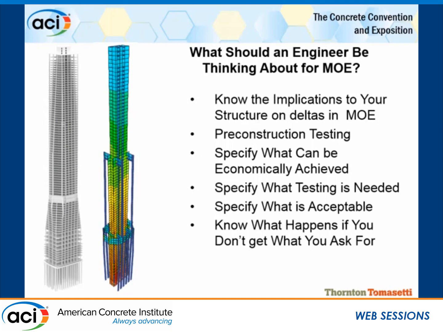What should engineers be thinking about when they do this? All engineers should know what the implications are if the modulus is a little bit lower than what they thought it was going to be. That's our job. If you say it's 57,000 square root f'c, we should know what happens if it's 10 or 15% less.